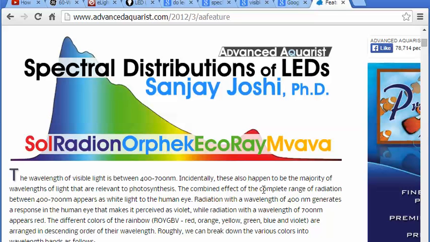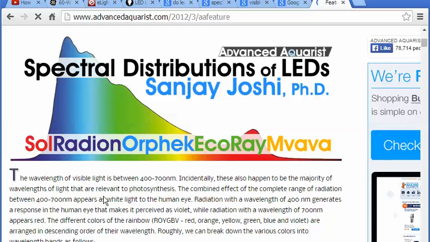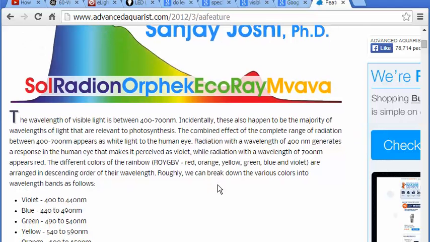Incidentally, these also happen to be a majority of the wavelengths of light that are relevant to photosynthesis. The combined effect of the complete range of radiation between 400 to 700 nanometers appears as white light to the human eye. Radiation with a wavelength of 400 nanometers generates a response in the human eye that makes it perceived as violet, while radiation at a wavelength of 700 nanometers appears red.